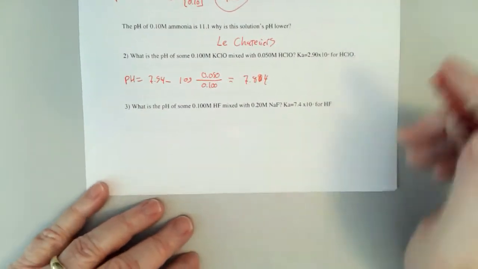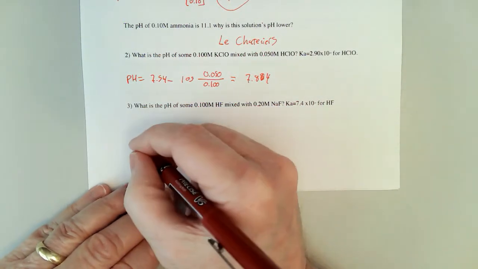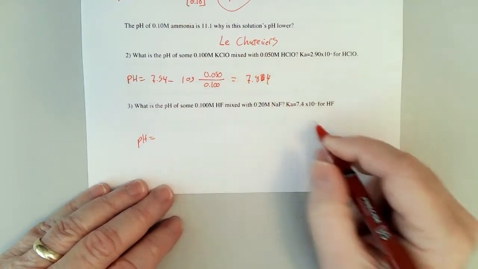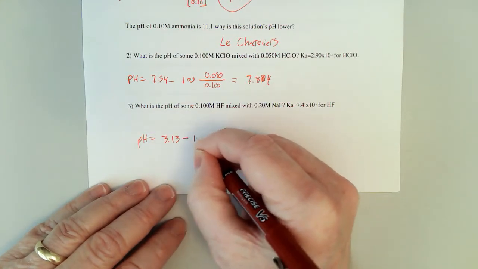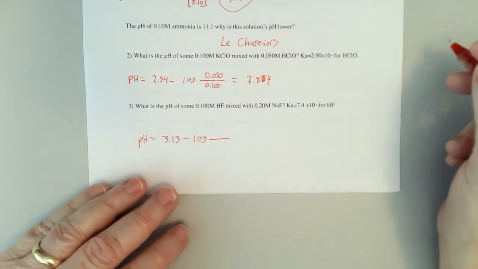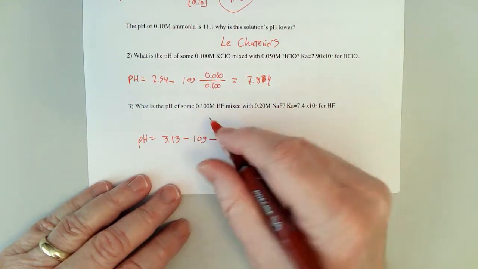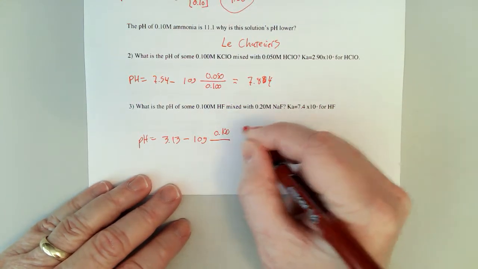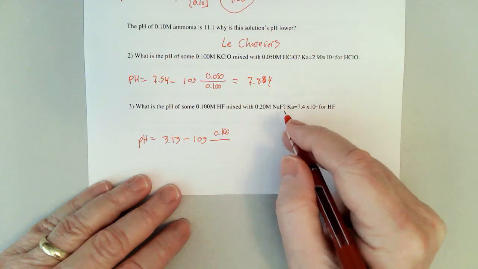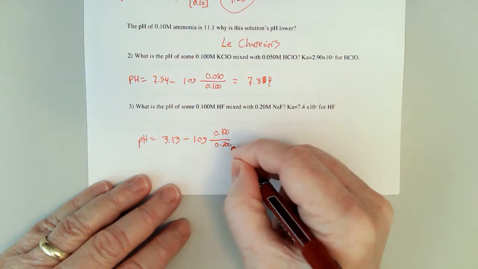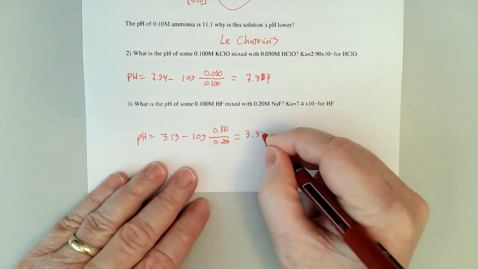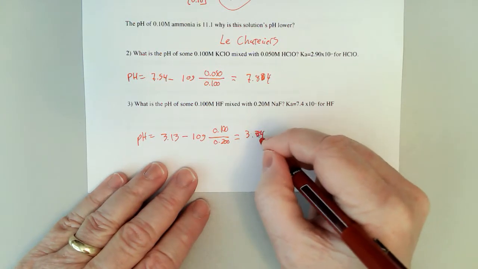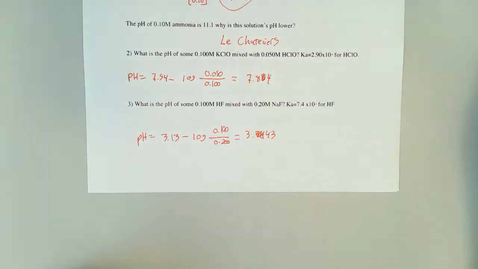Do it for HF. pH equals the negative log of the Ka, which is 3.13, minus the log of, okay, HF is 0.1, A minus, which is the F minus, is 0.2, and that ends up equaling 3.43. Sorry, a little dyslexic moment, 3.43.